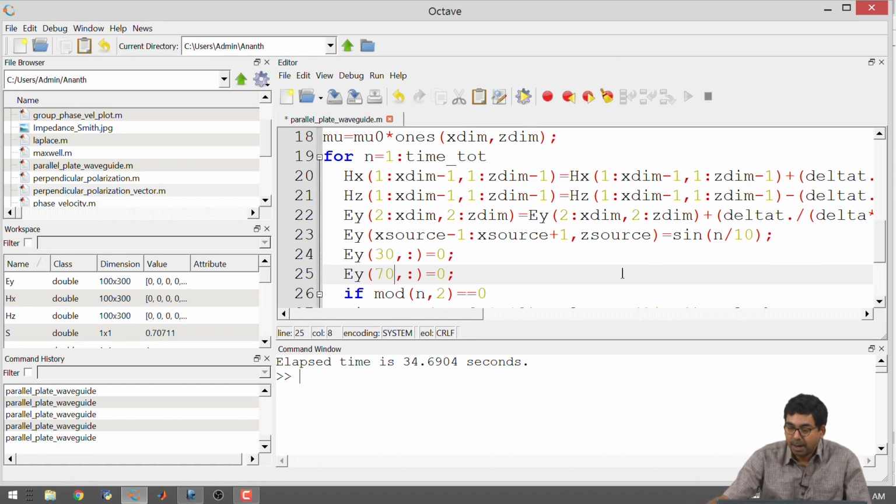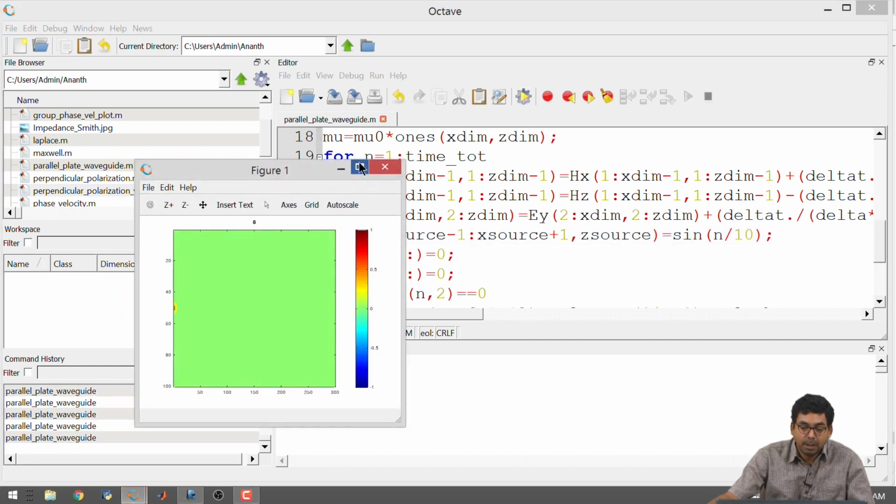Now, I want to keep the frequency the same at n by 10. Previously, it was not passing. I want to see whether it passes now and whether it has an effect on the cutoff frequency. Let us go ahead and do it.